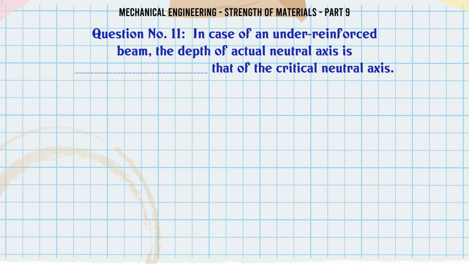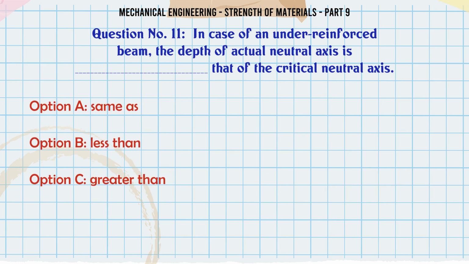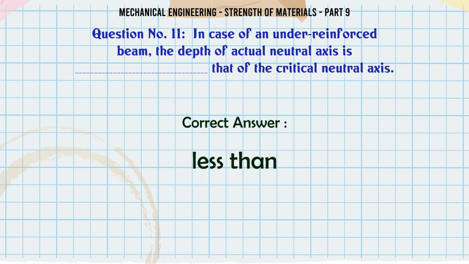In case of an under-reinforced beam, the depth of actual neutral axis is that of the critical neutral axis. A. Same as, B. Less than, C. Greater than. The correct answer is less than.